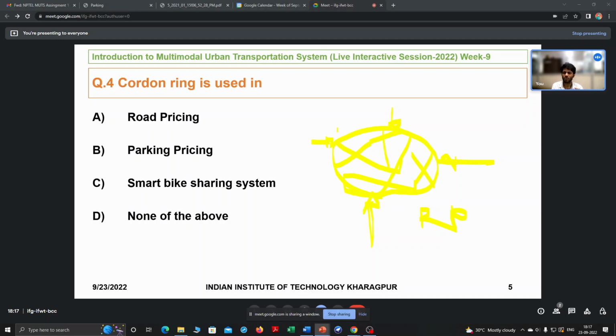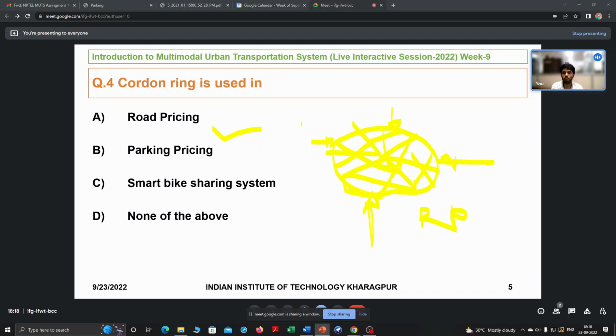If you have a planned city, this kind of cordon ring you can easily identify, right? Like a concentric circle type of thing. So here if you see, it's a concentric circle and there are these kinds of roads available. So then it is used in road pricing. But since there could be more than one option correct, we need to check the other systems.